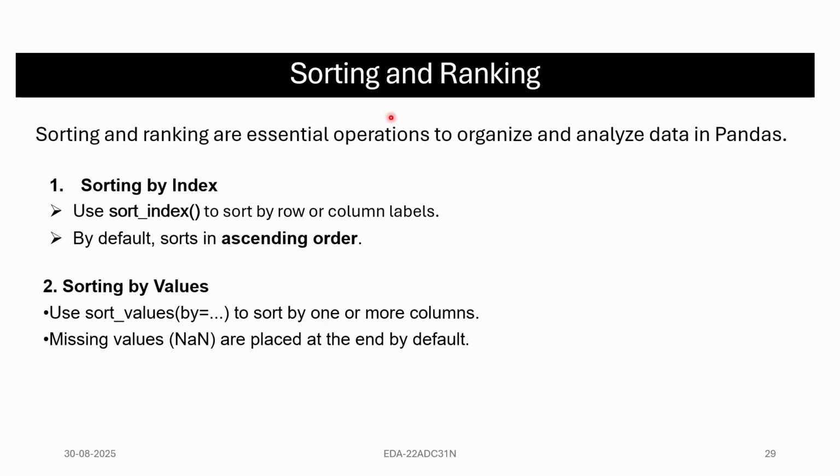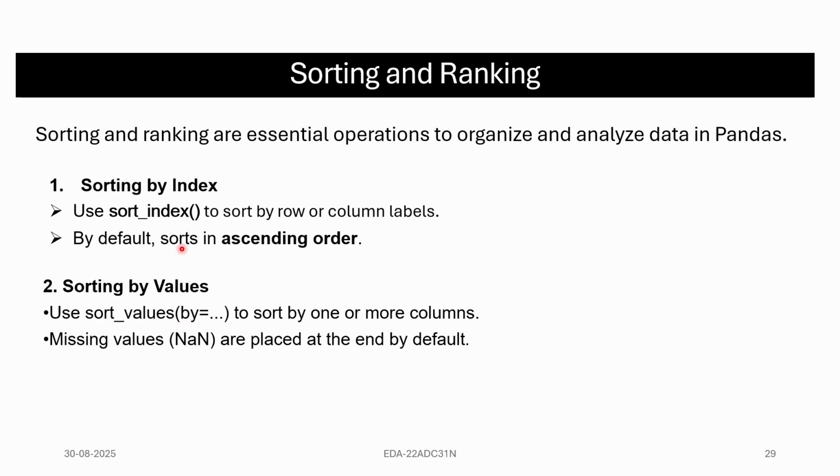In this video, we are going to discuss sorting and ranking. Sorting and ranking are essential operations to organize data and analyze data in Pandas. We have two ways of sorting the elements. One is sorting by index and the other one is sorting by values.